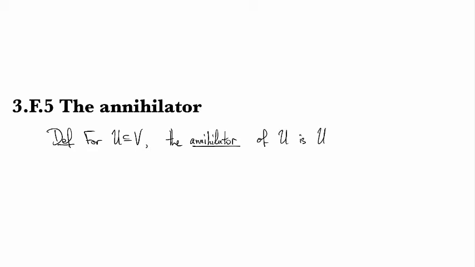Now we look at the annihilator. So for a subset U of a vector space V, the annihilator of U is U naught, so superscript 0 here, and this is all the elements of the dual space that can kill everything in U.